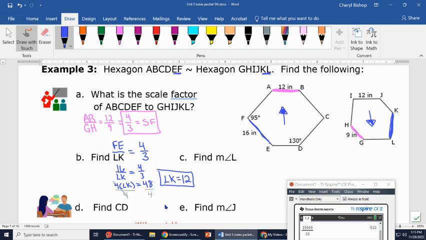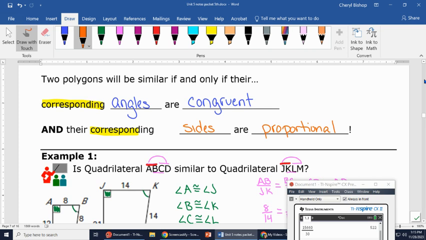Okay? All right, C says find the measure of angle L. Does angle L go in the top or the bottom? Bottom. That was a trick question. Anybody know why that's a trick question? Angles are what? They're congruent. They're not proportional. I don't have to make a fraction. There's no top or bottom for angles. Angles in one figure are exactly the same as angles in the other, right?